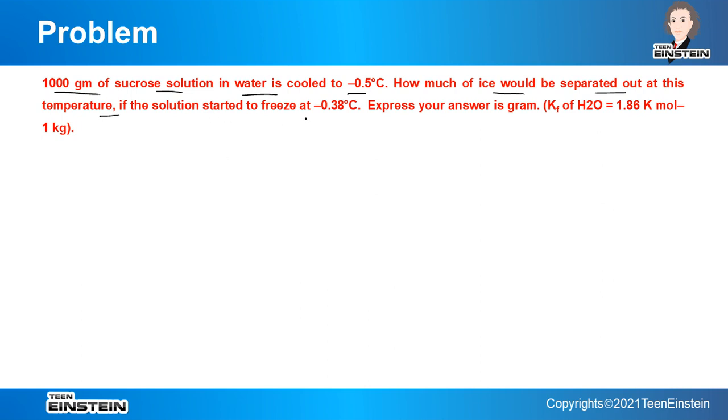The solution starts to freeze at minus 0.38, which means this is the depression in freezing point. Normal water freezes at 0 degree centigrade, but when we add the solute sucrose, the freezing point is lowered from 0 to minus 0.38 degrees centigrade. But we are decreasing the temperature further below. So that is why some amount of ice would separate, and what is the weight of that ice, that we have to find out. Express your answer in gram.